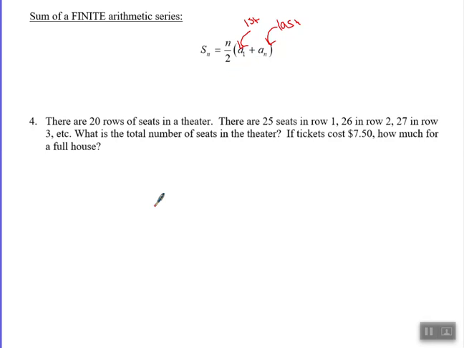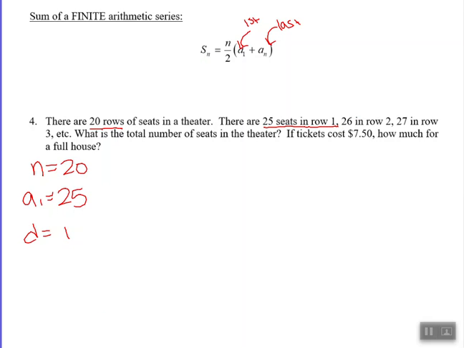So let's look at one word problem here. There are 20 rows of seats in a theater. There are 25 seats in row 1, 26 in row 2, 27 in row 3, etc. What is the total number of seats in the theater? And if tickets cost $7.50, how much for a full house? So, we know that there are 20 rows. That means that n is 20. We know that the first row has 25 seats. And we can tell that the difference is 1, because each row has one more seat than the row in front of it.